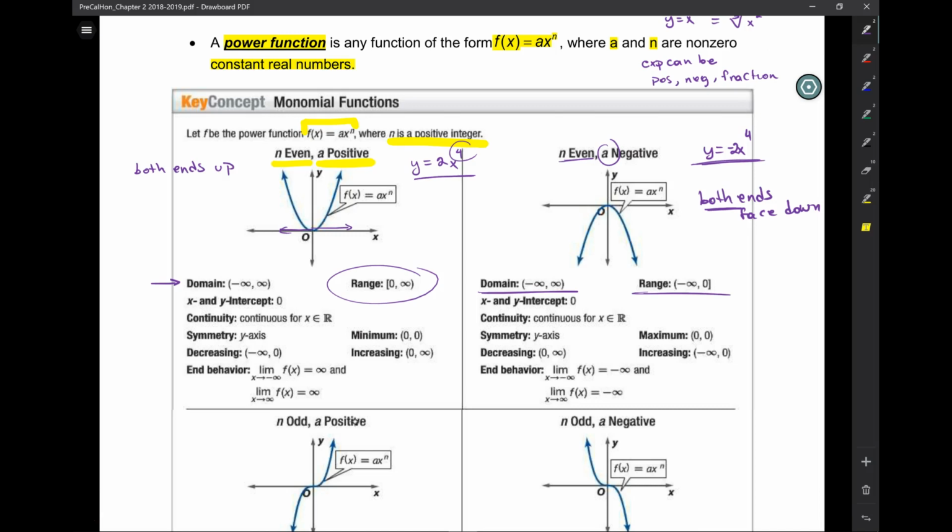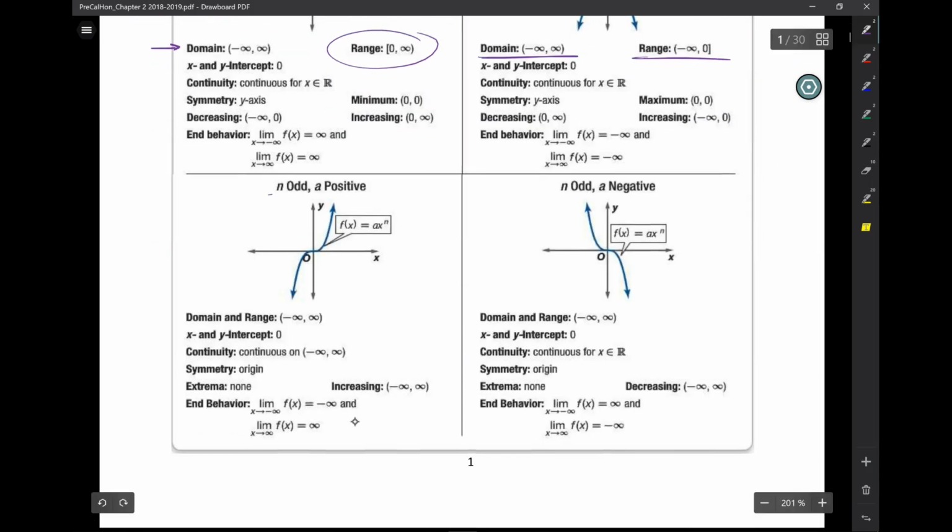What if we have an odd exponent? What if n is odd? Well, we have two cases. If n is odd, you can either have a positive value for a or a negative value for a. Now, when n is odd, one end will be up and the other will be down.